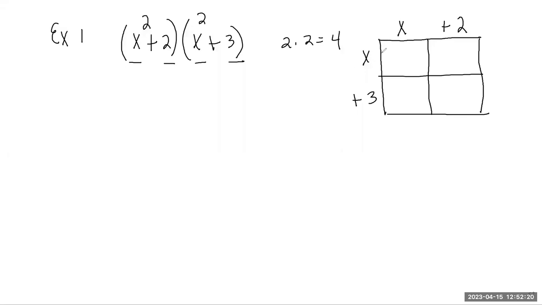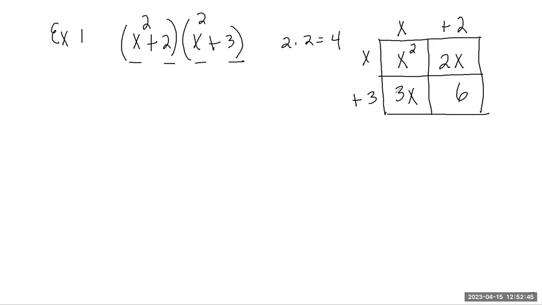And now we're going to just multiply. So this is a visual form of the distributive property. So we're going to say x times x, of course, is x squared. X times 2 is 2x. 3 times x is 3x. Do y'all see what I did? I'm filling it in and just multiplying. 3 times 2 is, of course, 6.